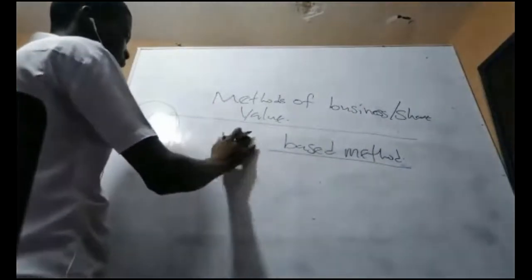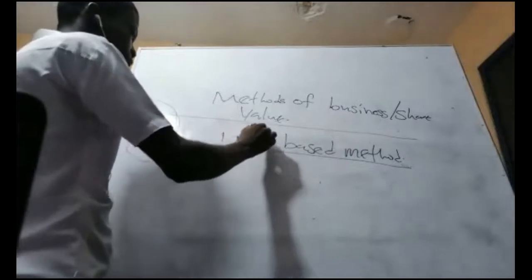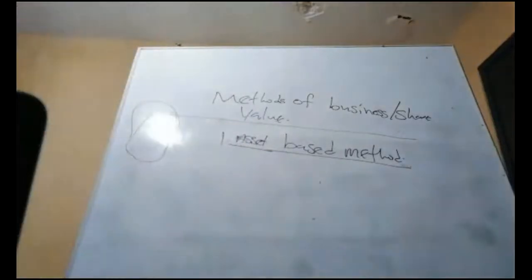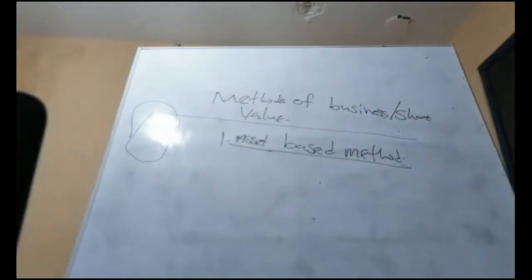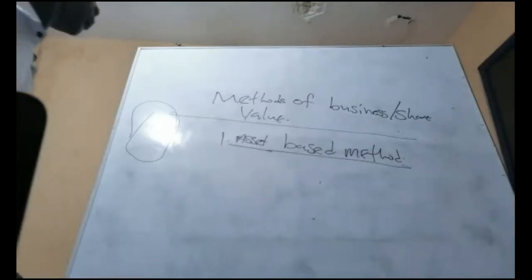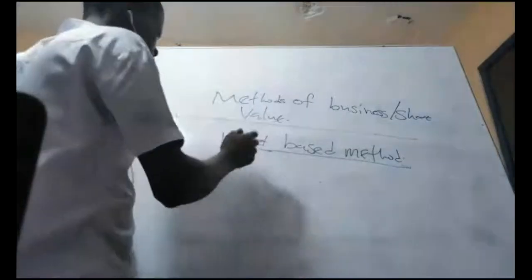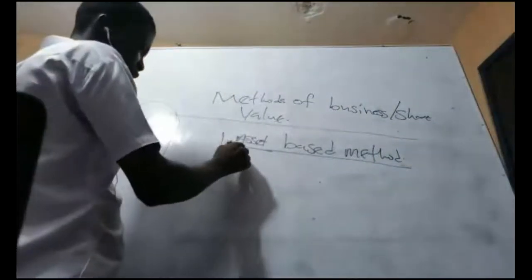One, asset method, the asset-based method, also called the book method. Good. So that's the first thing that we look at. Now, the asset-based method, we have three of them. So let's see how best we can do them.